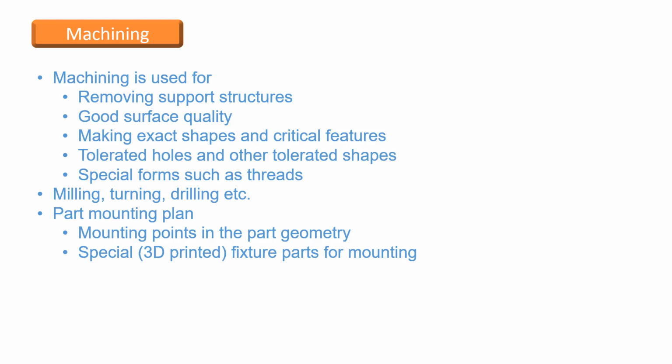When it is known that we have machinable shapes in the part, then it is worth considering the mounting of the part in machining at the part design stage. This may mean that the part includes shapes from which it can be mounted to a machine, or special fixture parts, possibly 3D printable, can be designed for the part for machining.